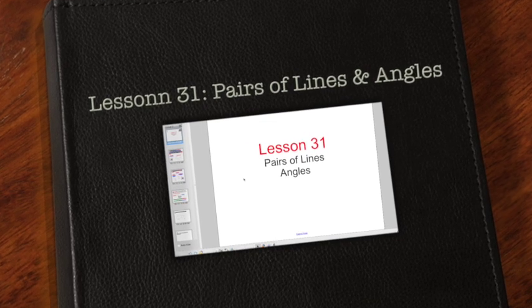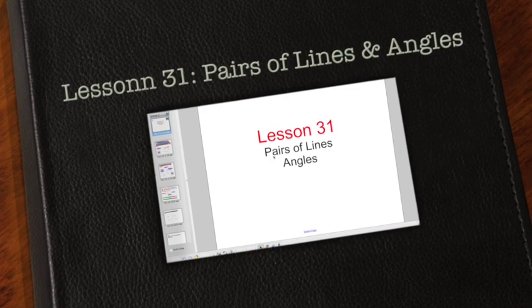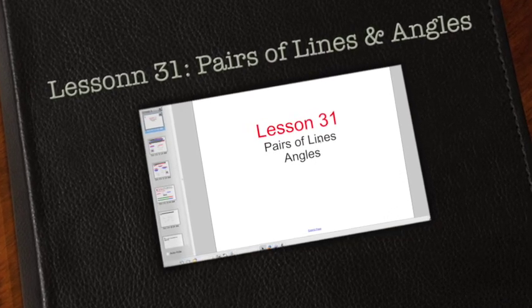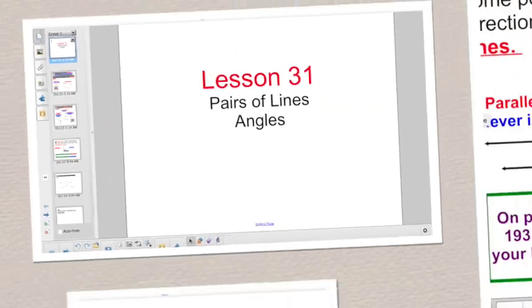Today we're taking a break from the numerical concepts, stepping back towards geometry and discussing pairs of lines and angles. So let's see what we got going on today.